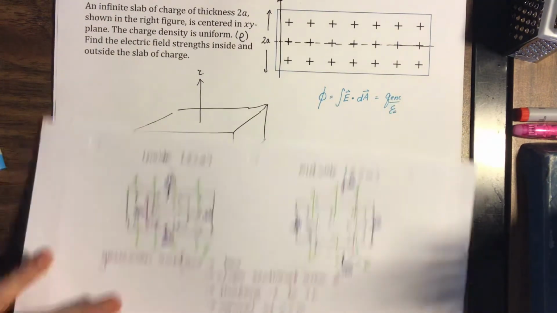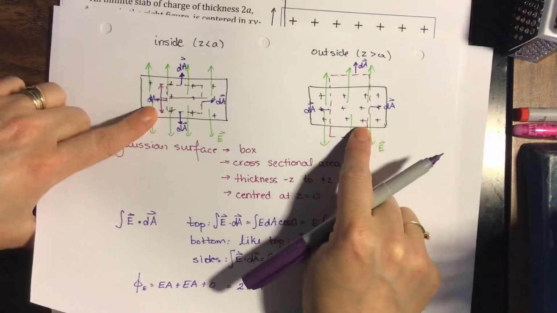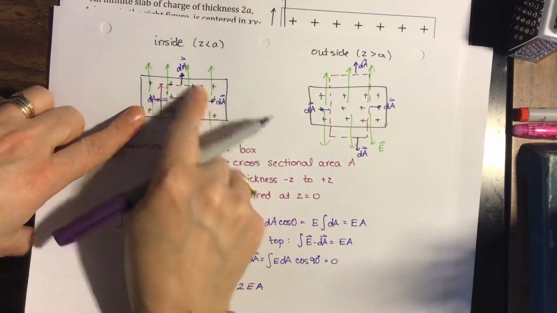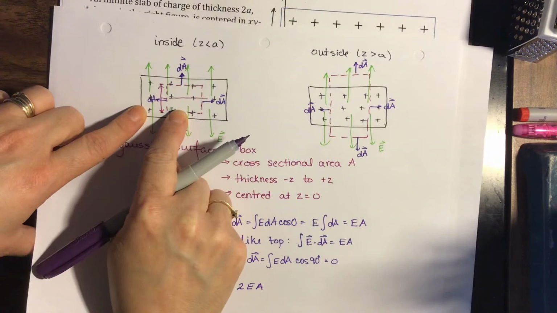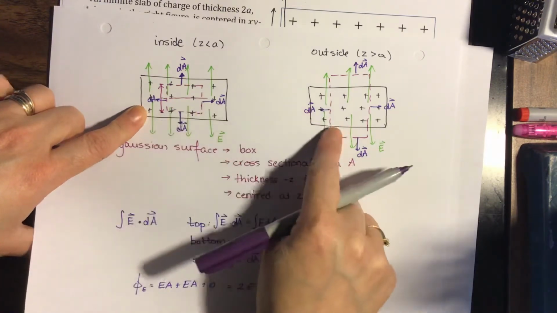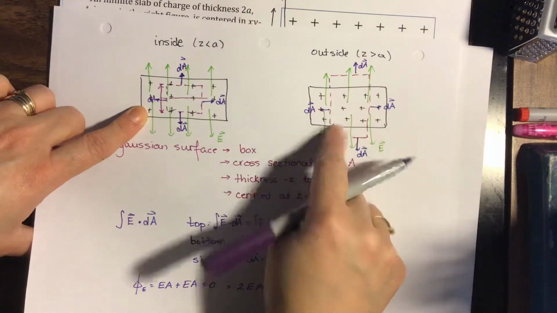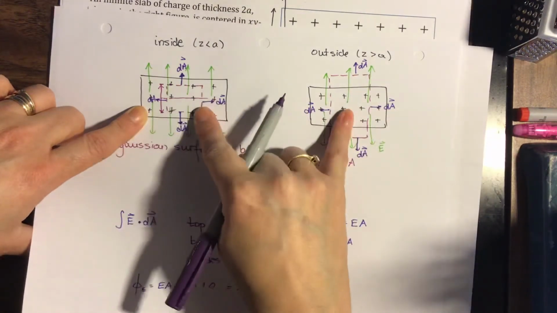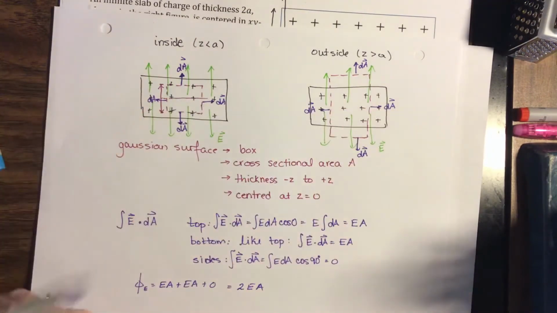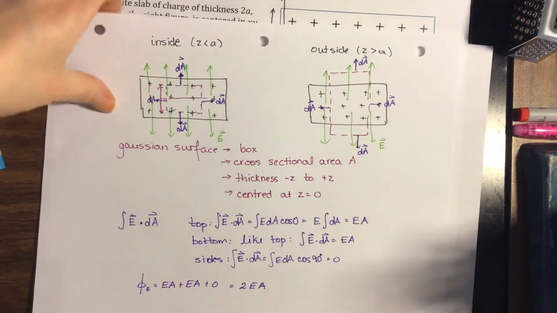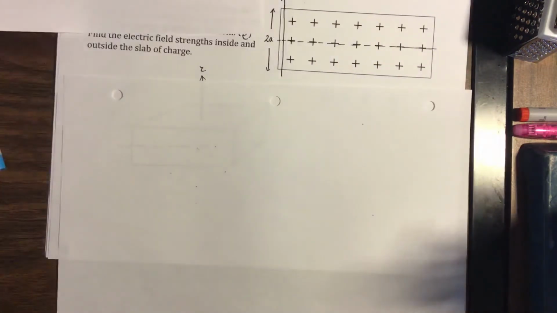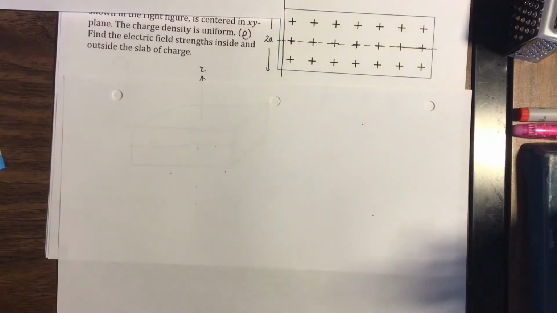Next we have to deal with Q enclosed. Here's where our two cases are going to be different. Here, our Gaussian surface only encloses a piece of the block, so we'll only have a piece of the charge. Here it encloses all of the block, so we'll have all of the charge. These guys are different. We're going to have to calculate those separately. So let's do inside first.